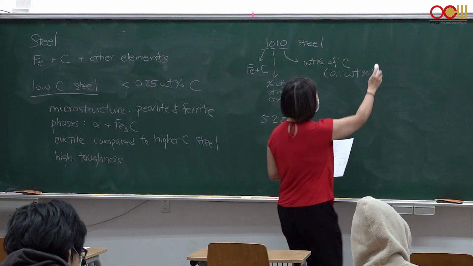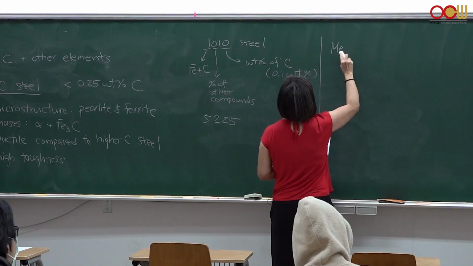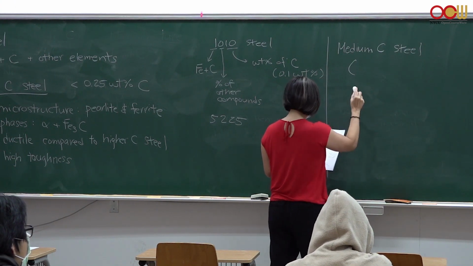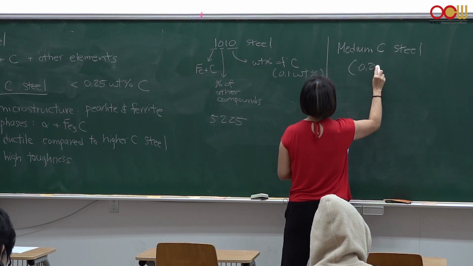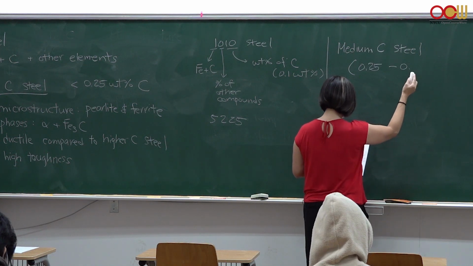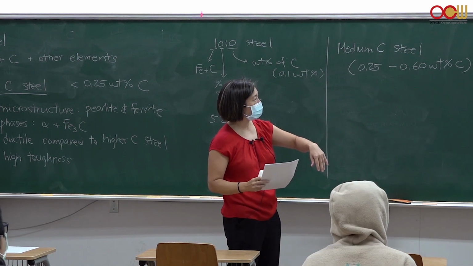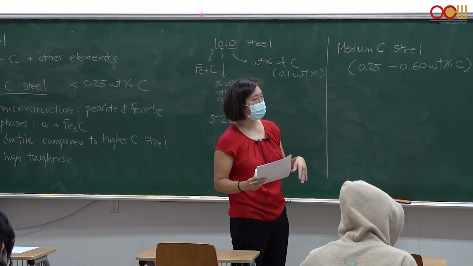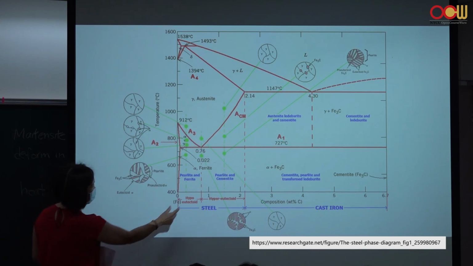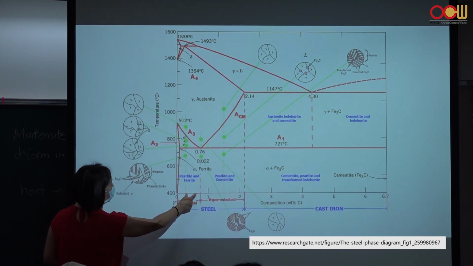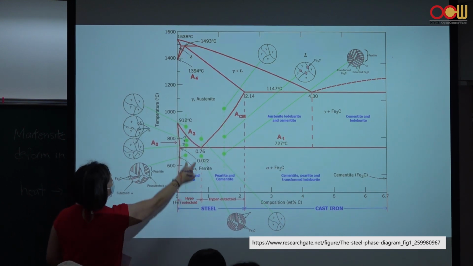So if we're talking about a medium carbon steel, we're talking about weight percent between 0.25 to 0.6. Okay, so go ahead and find that on the phase diagram, somewhere between 0.25 and 0.6. So it'll be around here, right? So we're still talking about less than 1%.